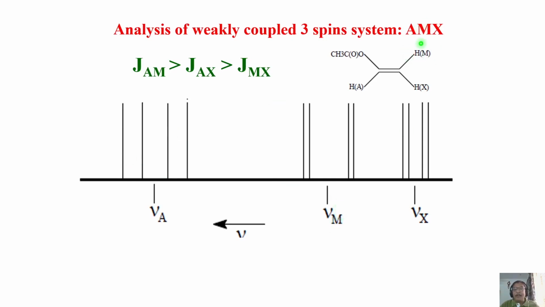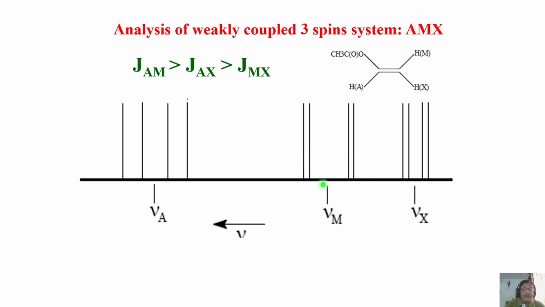At M, you can experience only one large trans coupling and a small geminal coupling. So this large separation between this transition and this, or from the center of this doublet to the center of this doublet, if you measure, that pertains to trans coupling. But what about this one? This corresponds to geminal coupling, which is much smaller.